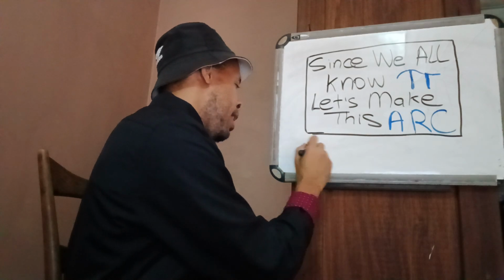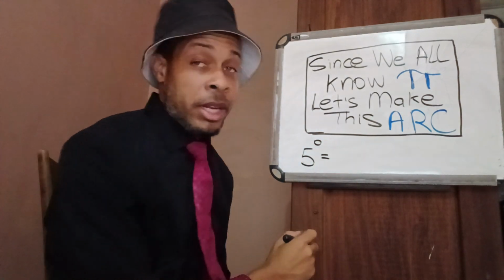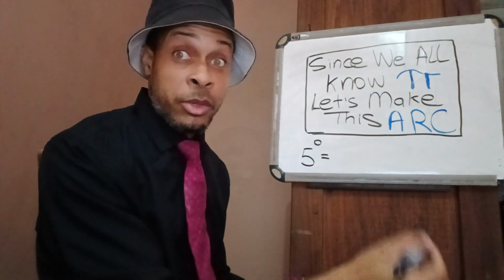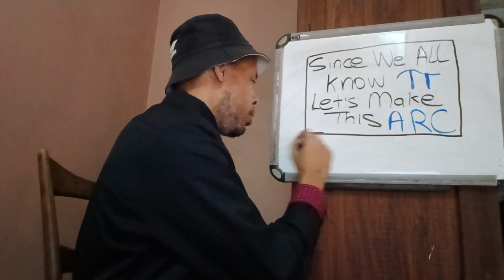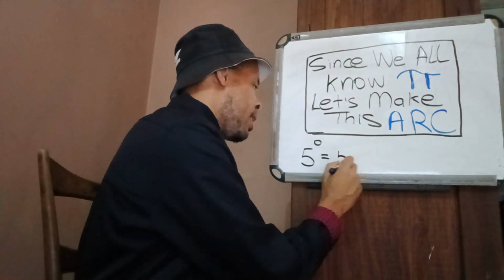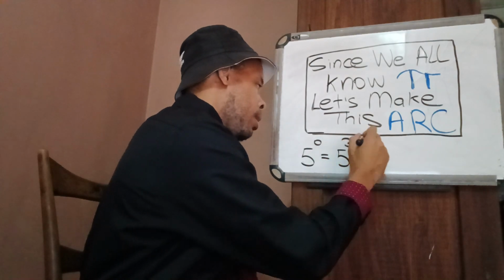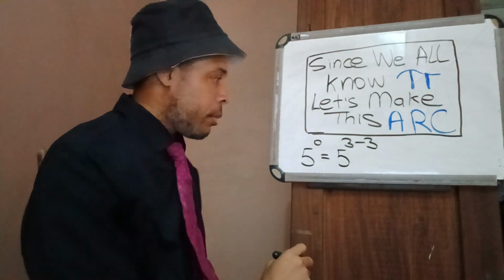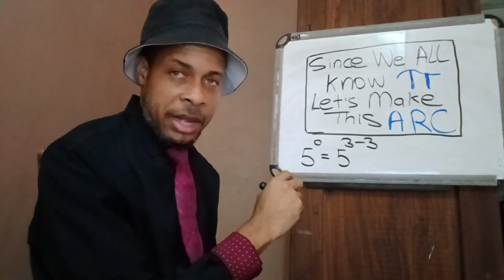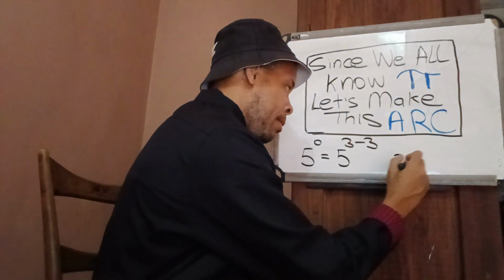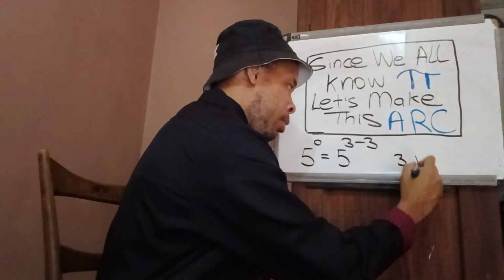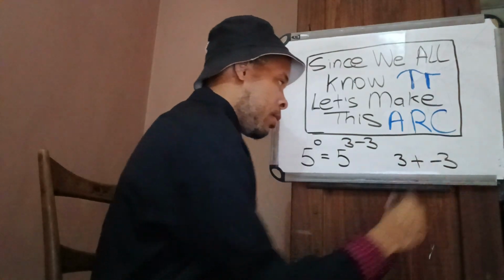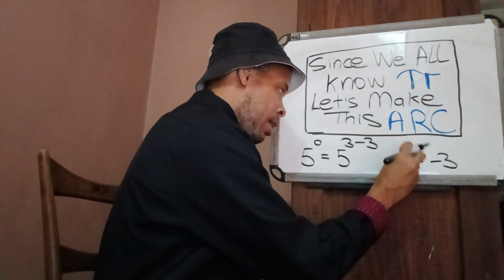Alright, so we have 5 to the 0. Could have been any number. It doesn't matter. It could have been 324. Raise this to the 0. And of course, we could say 5 raised to the 3 minus 3. But there's another way to look at that. That is the same as what? 3 minus 3 is no different than saying 3 plus minus 3. Right? Think about it like that.